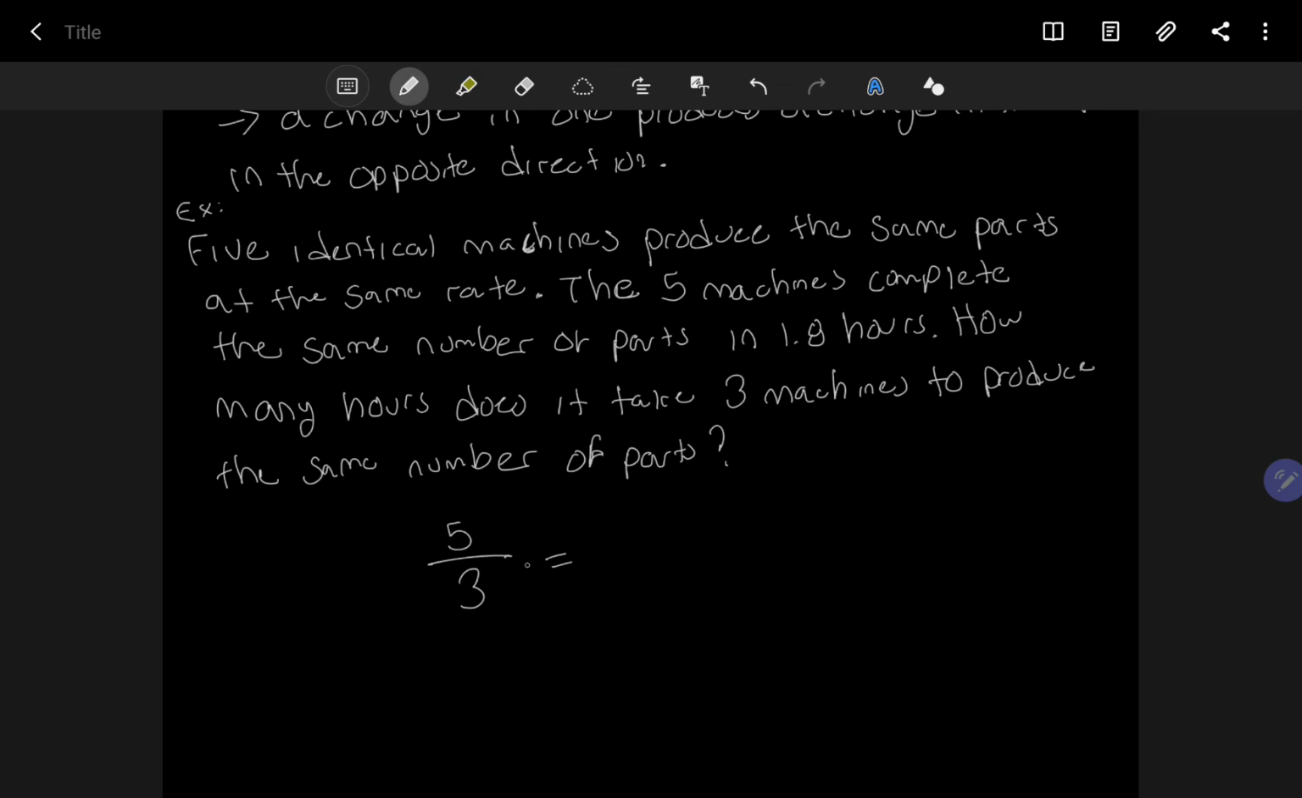So that's the complete opposite. I decrease the number of machines, and I increase the number of hours. That's the reason why it's indirectly proportional, and whenever it's indirectly, the other part switches out. So we don't know how long it's going to take, but we do know that it used to take 1.8 hours.